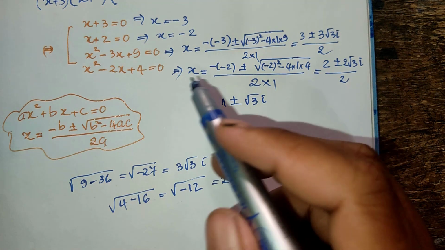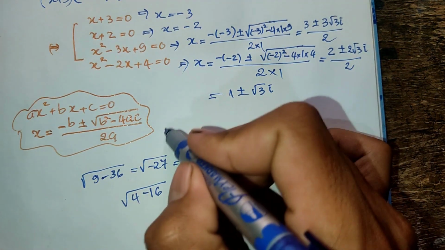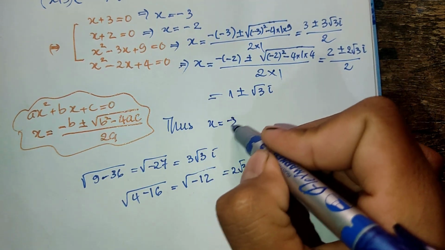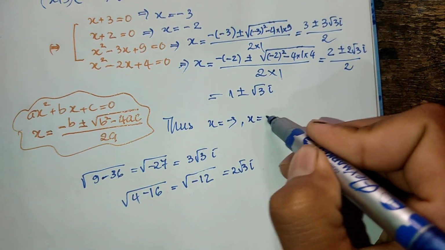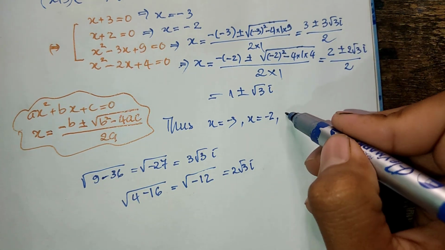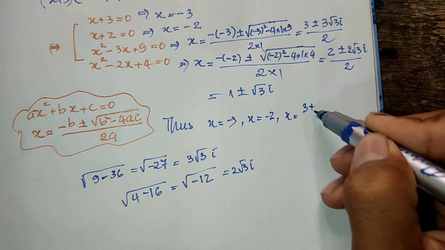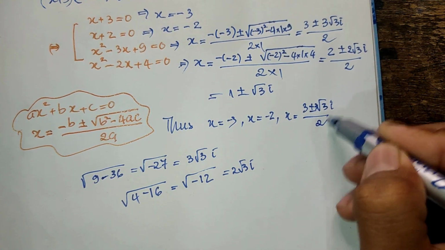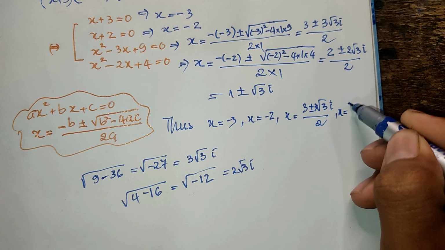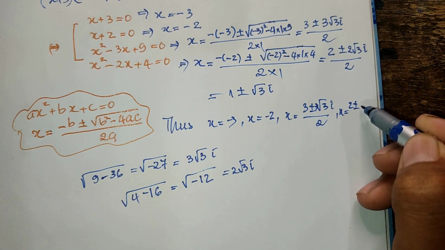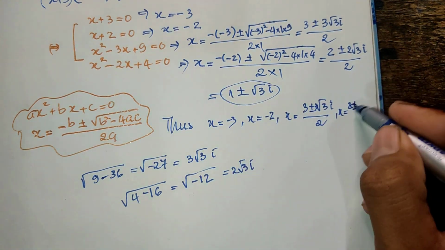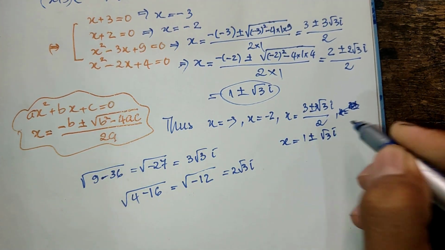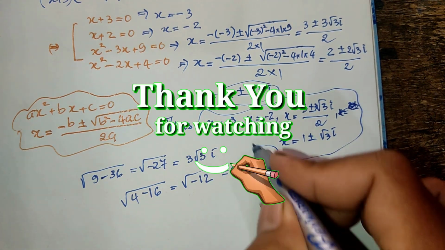So now we have the roots: h equals minus 3, h equals minus 2, h equals 3 plus or minus 3 square root of 3 i divided by 2, and h equals 1 plus or minus square root of 3 i. These are the solutions of our equation.